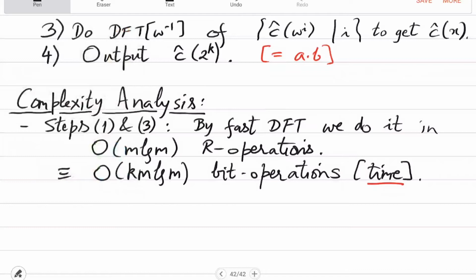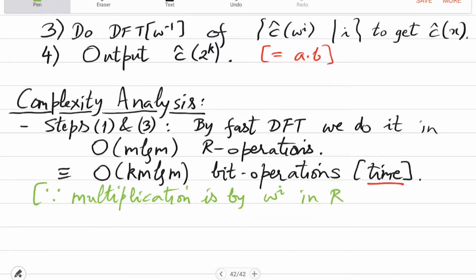Right. So steps 1 and 3 are actually quite cheap. The reason here is that multiplication is by omega to the I in R, so that can be done very efficiently, simply by a bit shift. So like before, step 2 will be the expensive one because you are doing many multiplications and each of them is order k bits. So that's step 2.